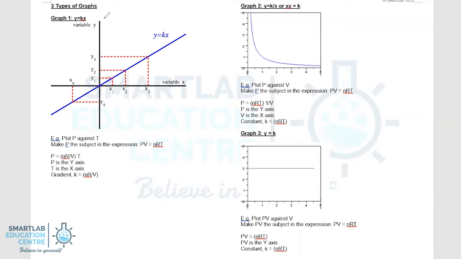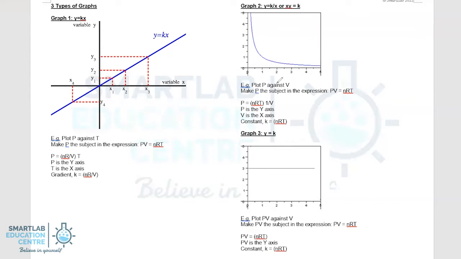There's also another possibility where we plot P against 1 over V. In the case where we plot P against 1 over V, we'll know that the gradient is in fact nRT. In the case of plotting against T, the gradient would be nR over V. So in this case, this will be your Y, and this will be your X. And in the same vein, the values will start from 0.